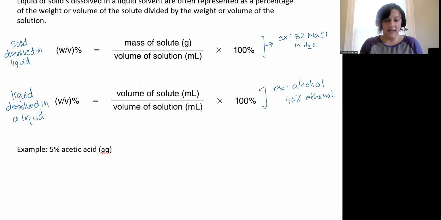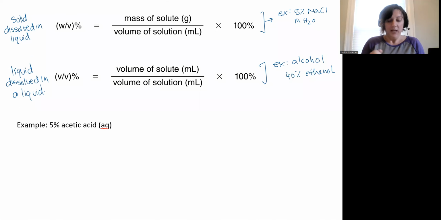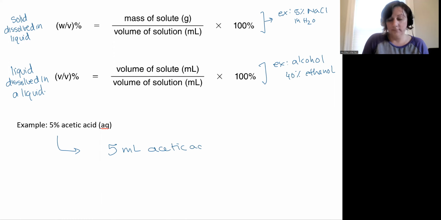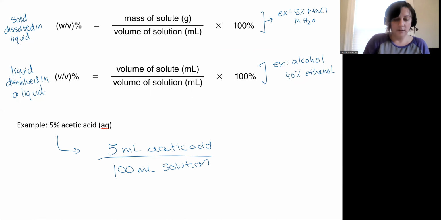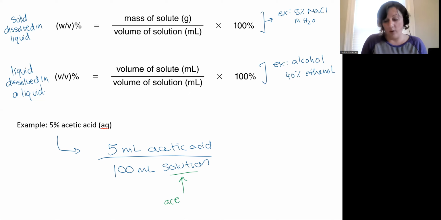So let's take a look at that example of acetic acid. If I read a label on my vinegar at home, it says 5% acetic acid. And so this really means that I have 5 milliliters of acetic acid in every 100 milliliters of solution. And remember that solution means the acetic acid plus the solvent, which would be water. And this would all be times 100 to make it a percentage.